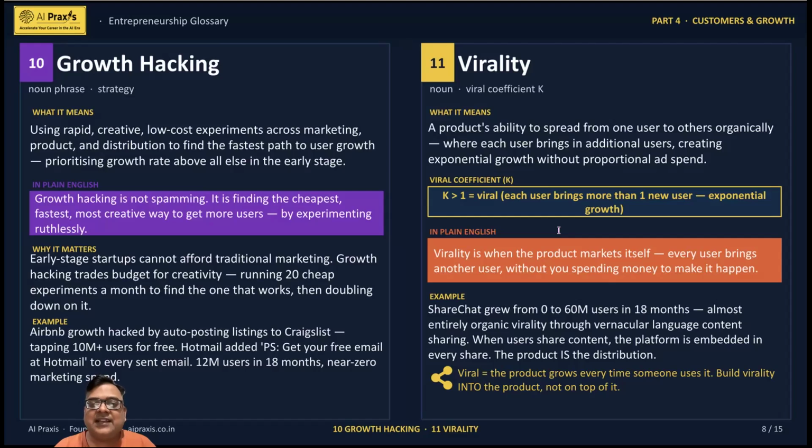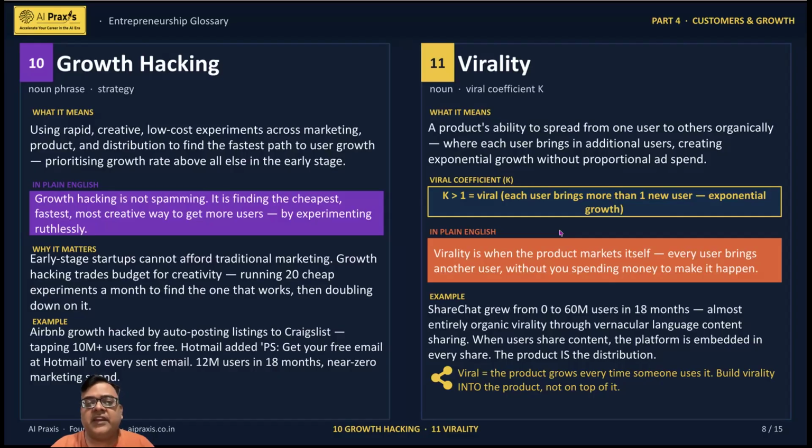There's another classic example called Hotmail. They added one simple line at the bottom of every email. Get your free email at Hotmail. Every user became a distribution channel. It's way back, like in 2000s, right? Result, 12 million users in 18 months. And this is called growth hacking.